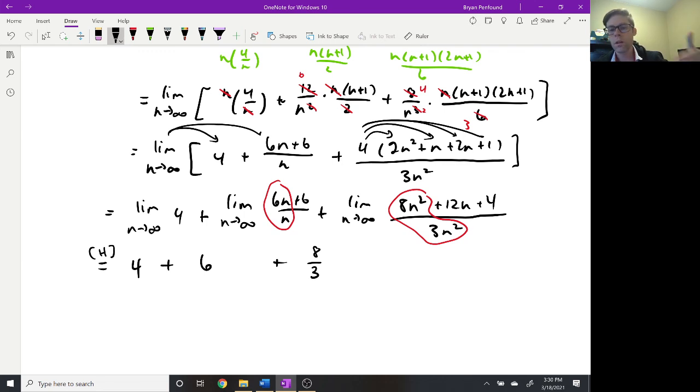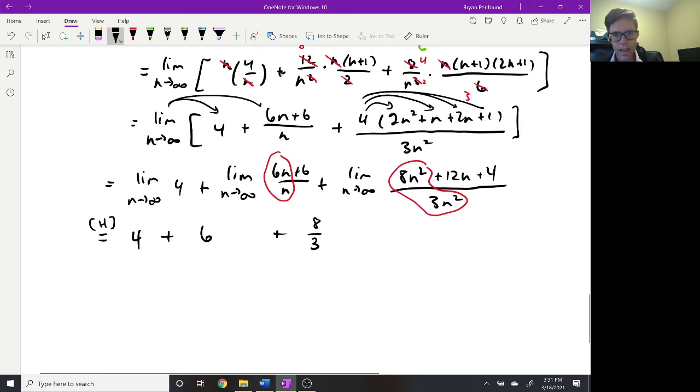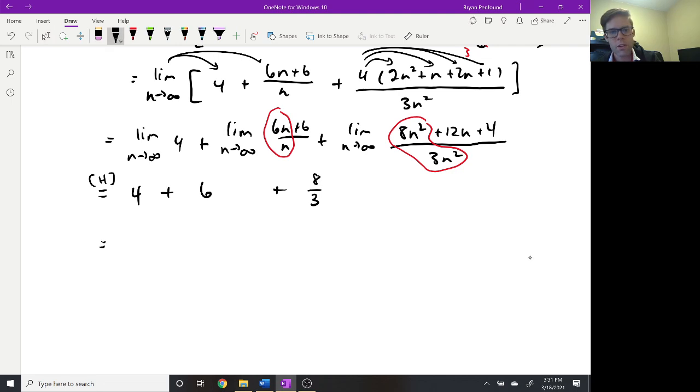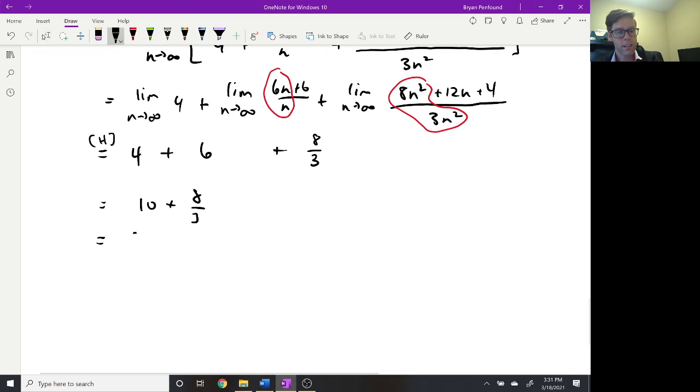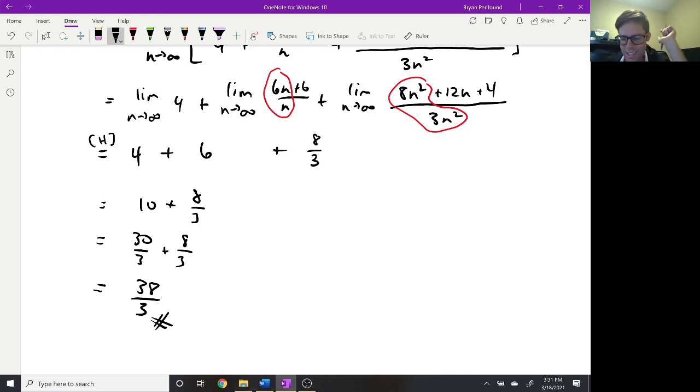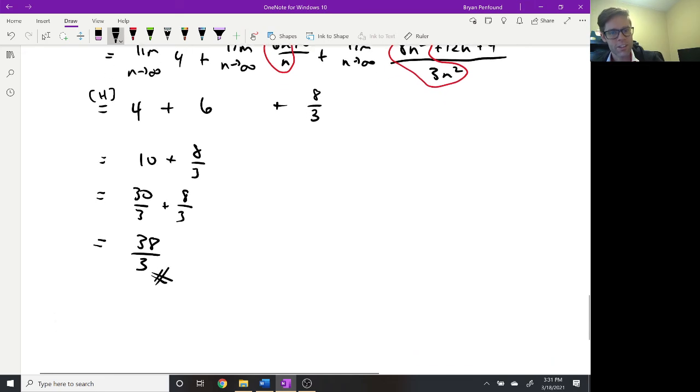If you weren't with me in Calc 1, maybe you would have done L'Hopital's rule. Just go through L'Hopital's rule once or twice, and then these limits are going to pop out as 6 or 8 over 3. But they should always come out to be the ratio of the highest powered terms in the numerator and denominator. So what do we get here? We get 10 plus 8 thirds, and let's just simplify that. 10 is what? 30 thirds plus 8 more, so we should get 38 over 3. So that's our final answer. That's going to be what this integral is, using the limit definition of the definite integral.